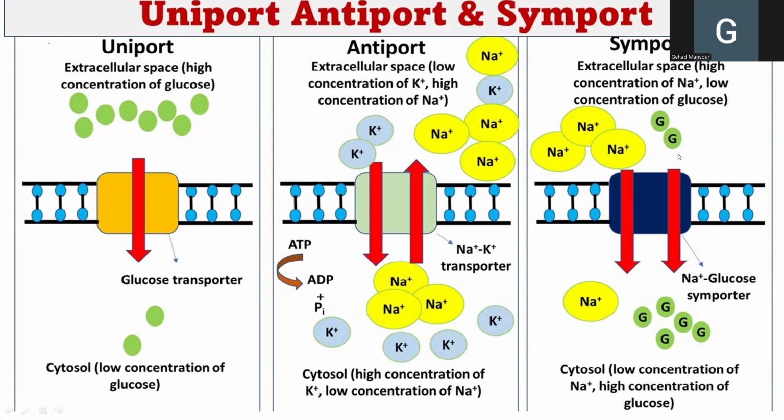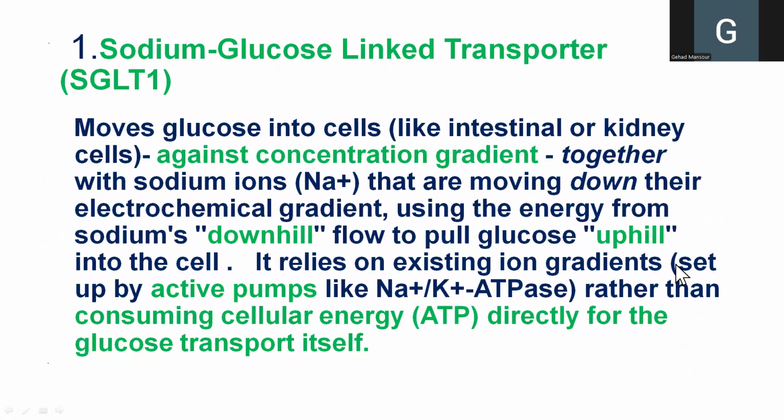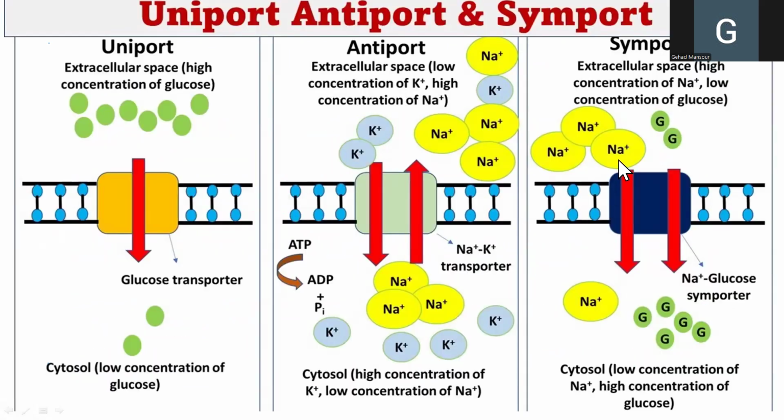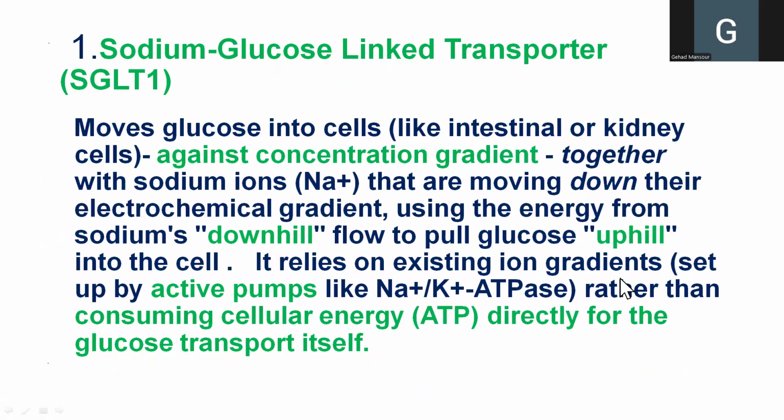The SGLT1 will move glucose into the cell against concentration gradient, as we have just explained in this diagram. Glucose is pumped inside the cell against concentration gradient at the same time as the sodium ions. So they are linked, but the sodium ions are moving down their electrochemical gradient using the energy from the sodium's downhill flow. Downhill flow means from the movement of sodium down concentration gradient, or from higher concentration outside to lower concentration inside, while glucose is being pumped or pulled uphill into the cell.